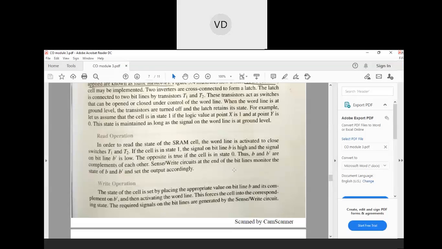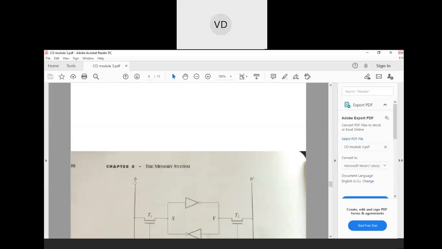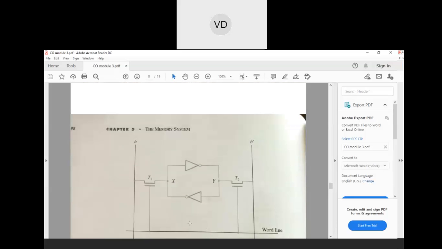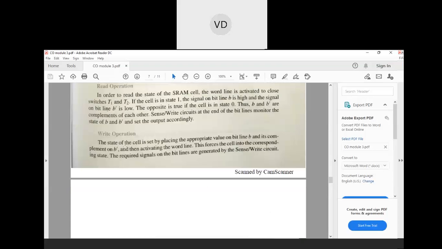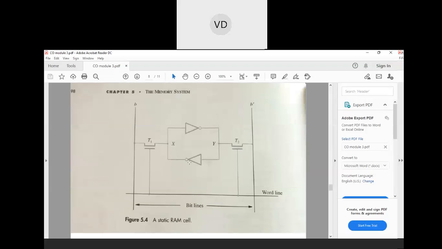How do we go about the write operation? Whatever we want to write, that value we give to b and b dash. We will close the switch and voltage is applied, and the value of b and b dash will be stored here in the circuit. Similar thing for the write operation: the state of the cell is set by placing the appropriate value on b and its complement b dash. Whatever value you want to give the cell, you first place on b and b dash. Then you activate the word line, meaning you apply some voltage, and then the values of b and b dash get stored. This is how we do the read and write operation for this static RAM.